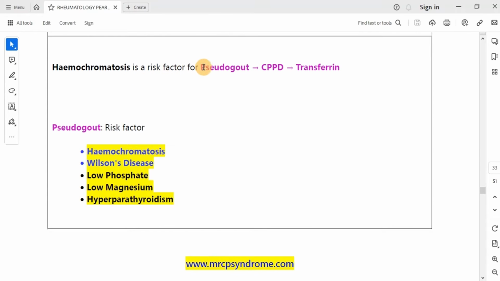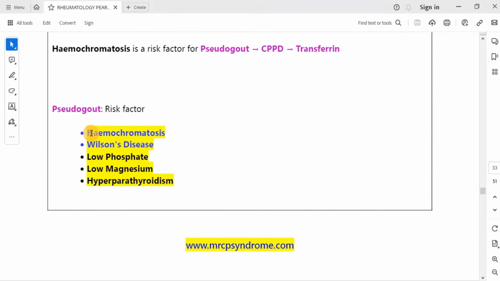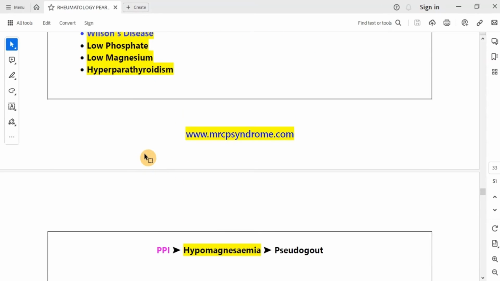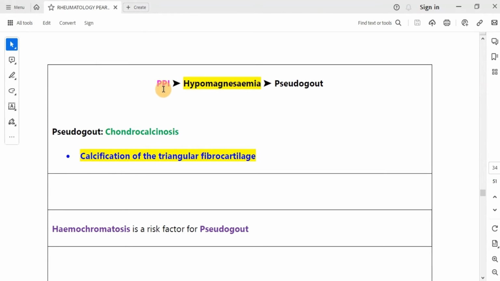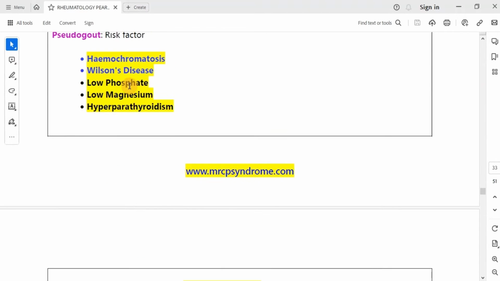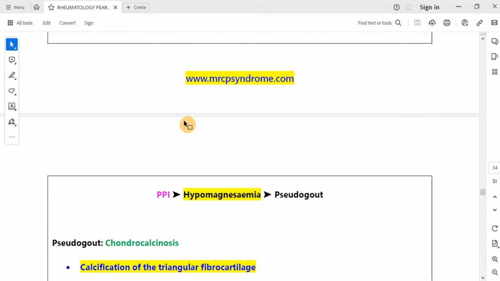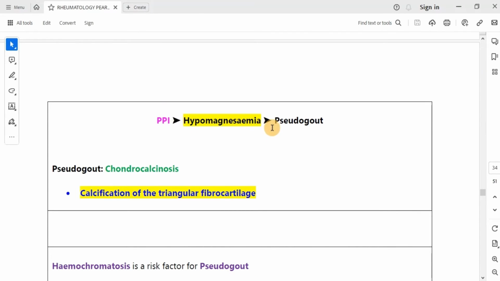Hemochromatosis is a risk factor for pseudogout. Pseudogout will have the CPPD crystal. And investigation of choice in hemochromatosis is the transferrin saturation. Risk factors for pseudogout include hemochromatosis, Wilson's disease, low phosphate, low magnesium, hyperparathyroidism. The PPI may lead to hypomagnesemia, and hypomagnesemia is a risk factor for pseudogout. So the PPI may lead to pseudogout if taken for a prolonged period of time.